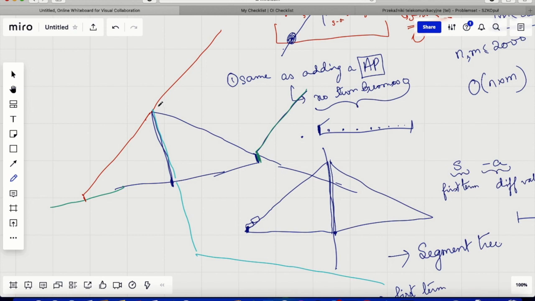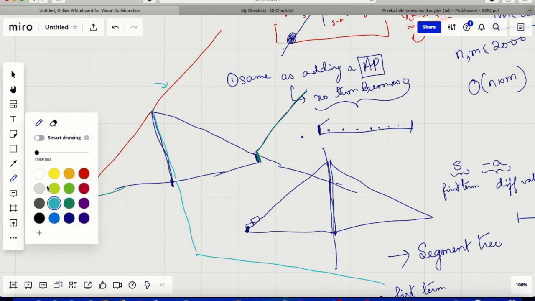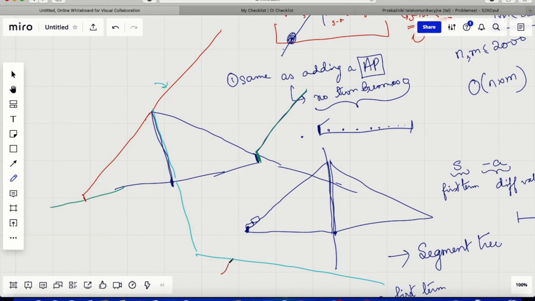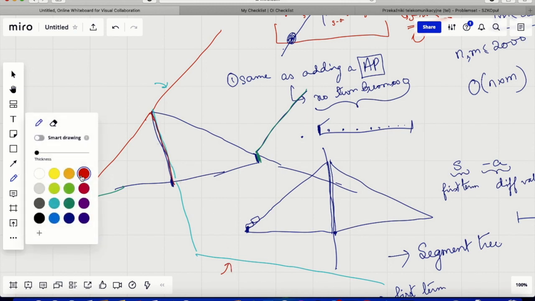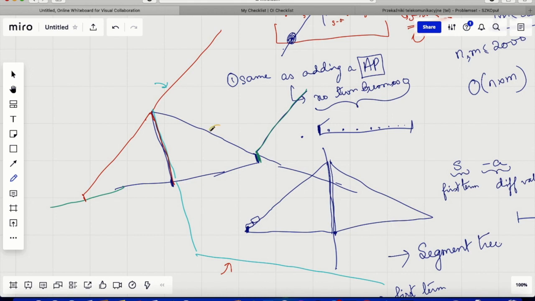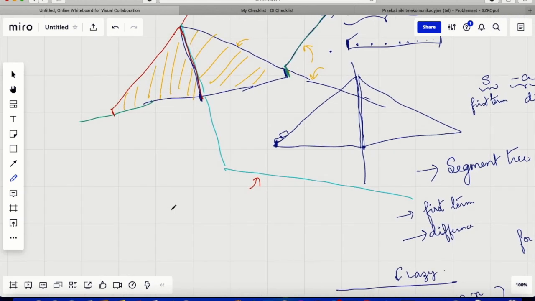Why so? The red portion and the blue portion cancel out after this point, and the dark blue purplish portion here. So effectively this portion cancels out with this portion. So you are just left with this region and this region, just as you wanted. So effectively every update operation corresponds to 4 AP additions.